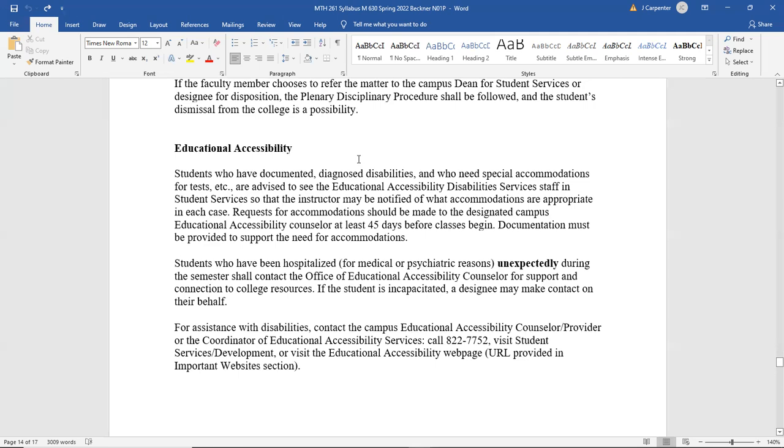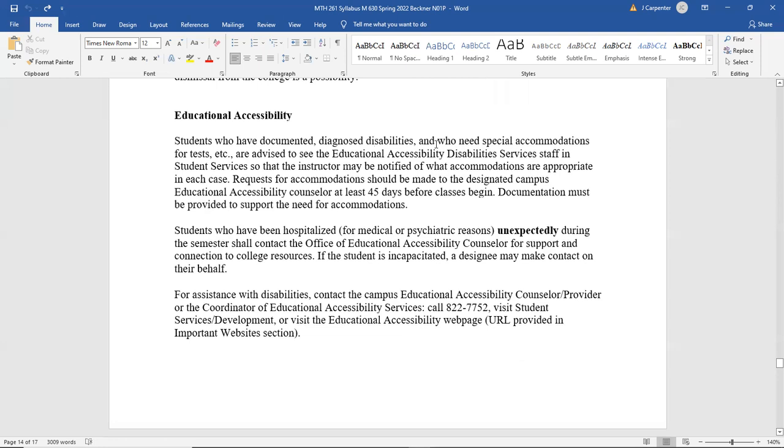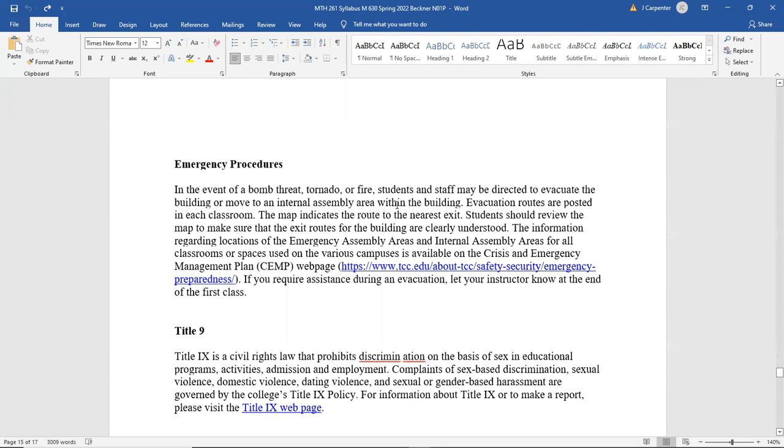So again, I should be able to access those forms electronically. If you haven't heard from me, if you haven't seen that I signed your form after a couple of weeks, just shoot me a reminder and say, hey, Mr. Beckner, I haven't heard from Educational Accessibility. Oh, my bad. Let me go up there, because that's actually brand new. That just started last semester and it's an unusual website that we have to go to get to it. In fact, I need to find my email that has that website again.